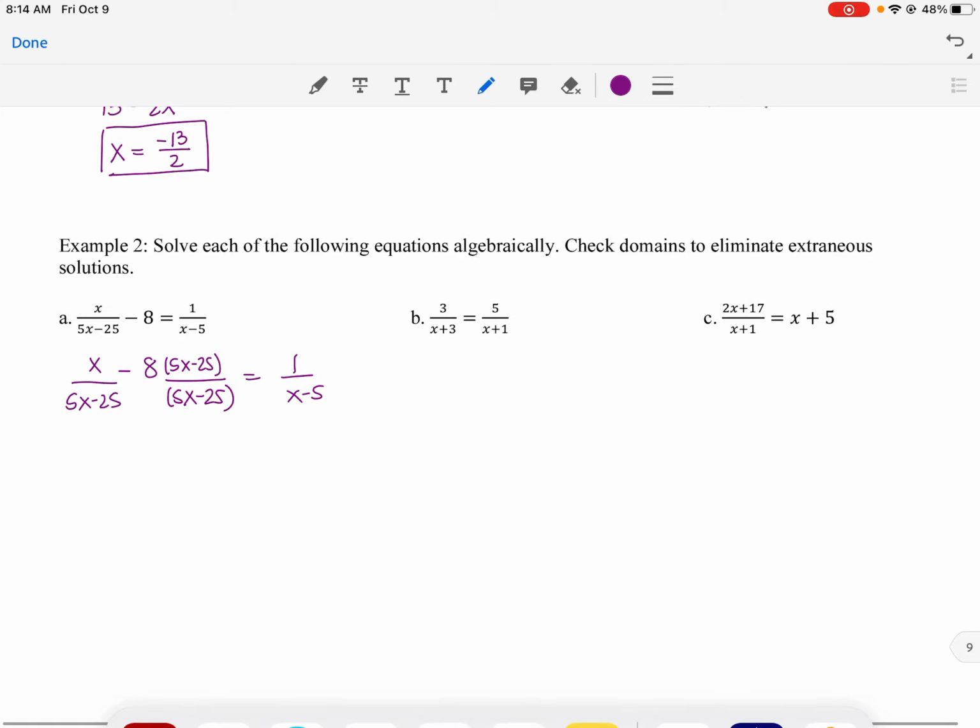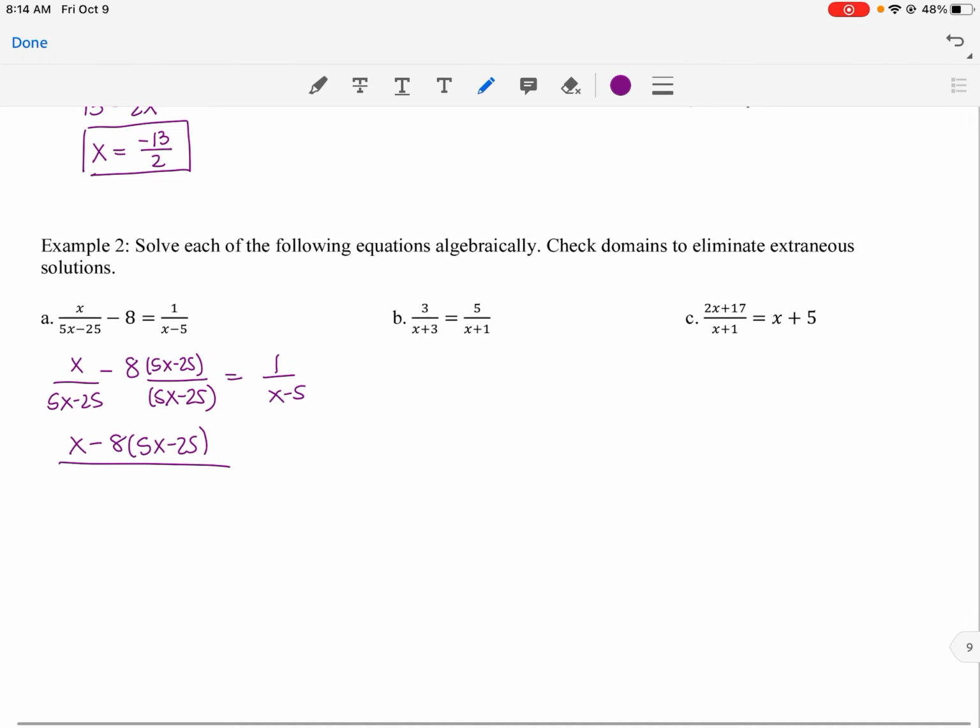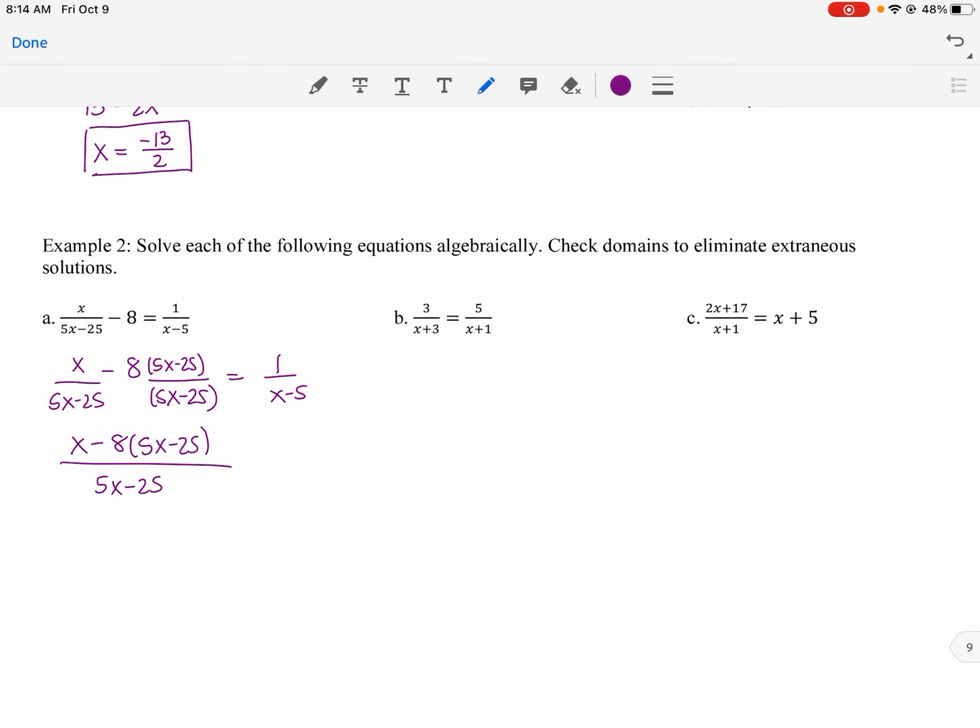Okay, so we get x minus 8 times 5x minus 25 all over 5x minus 25 equals 1 over x minus 5. Let's simplify that top. That's negative 40x plus negative 8 times negative 25, I believe, is 200, and it is. So we'll have negative 39x plus 200 all over 5x minus 25 equals 1 over x minus 5.